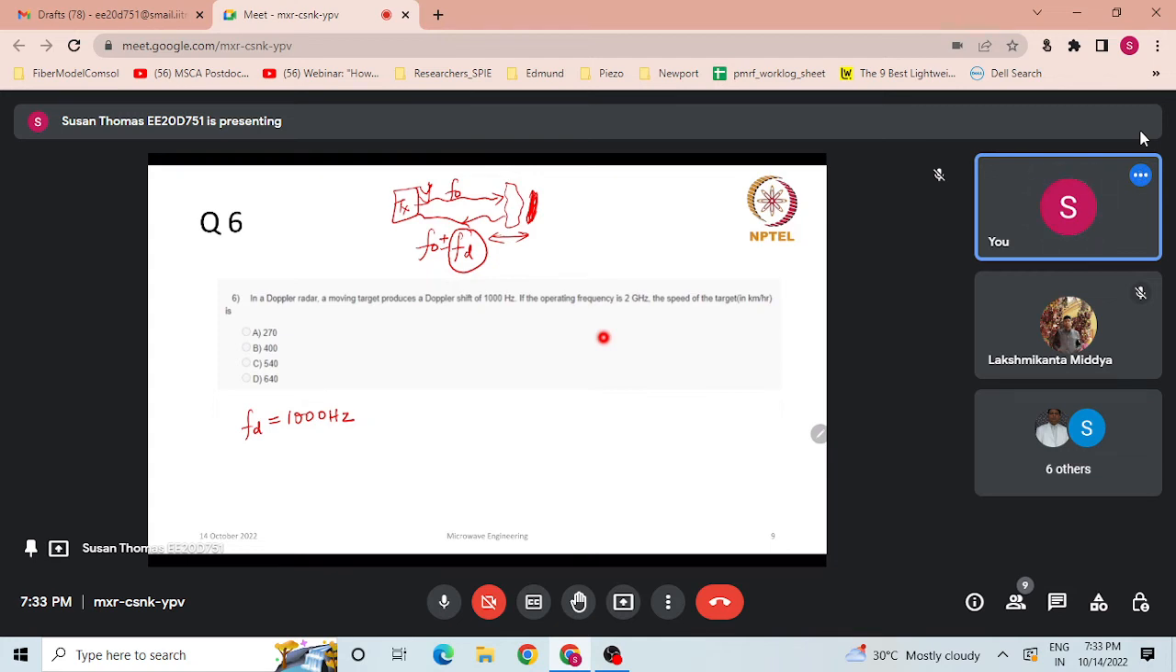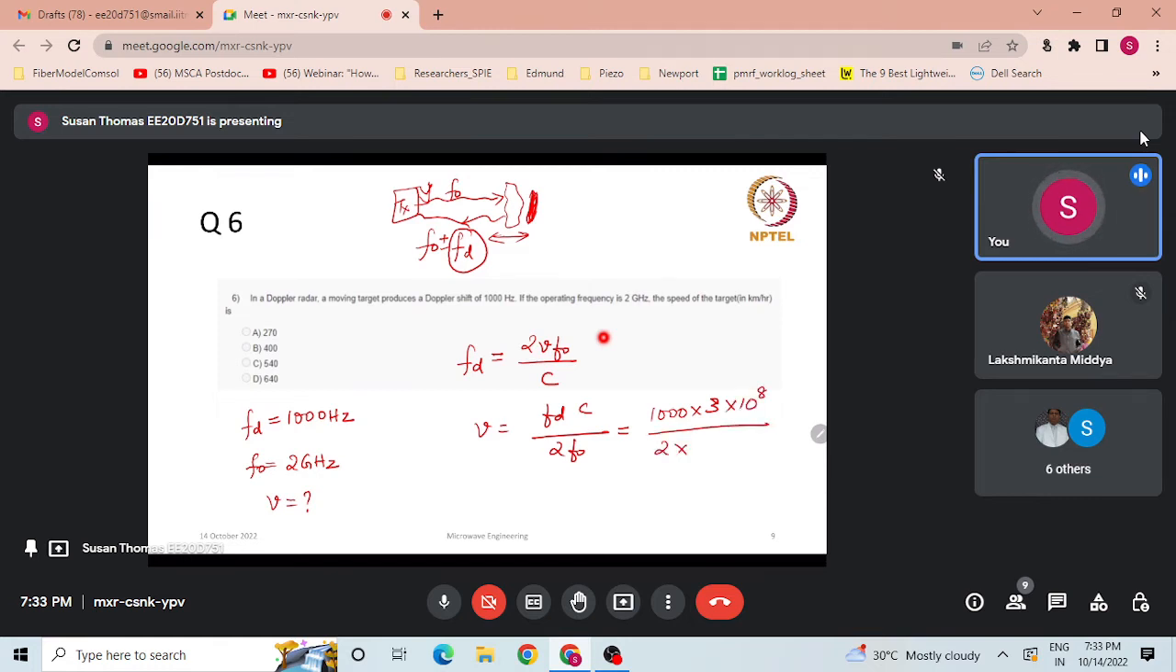And if the operating frequency, that means F naught, is given as 2 gigahertz, what is the speed of the target in kilometer per hour? Speed of the target means its velocity v. How do we calculate it? We know the equation for FD, it is 2 v F naught by c, or v can be written as FD into c by 2 into F naught. FD is 1000 into 3 into 10 power 8 divided by 2 times F naught, which is 2 into 10 power 9.